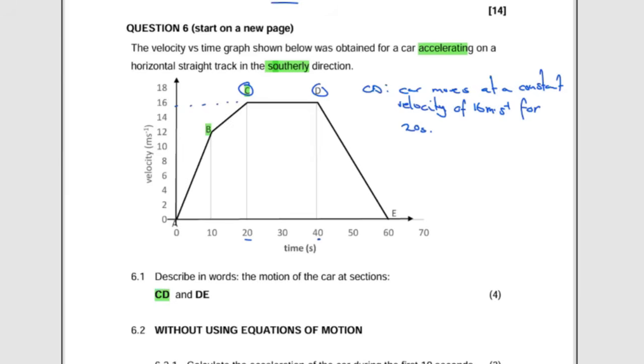Then I'm asked in terms of DE, right? So D to E, I'm going to say DE there. So what happens there in terms of DE is that the velocity of the car decreases.